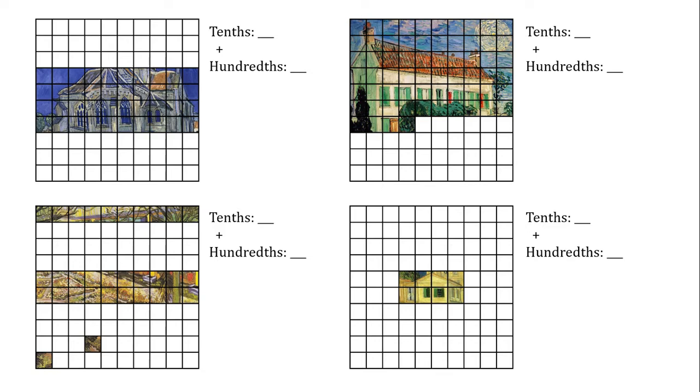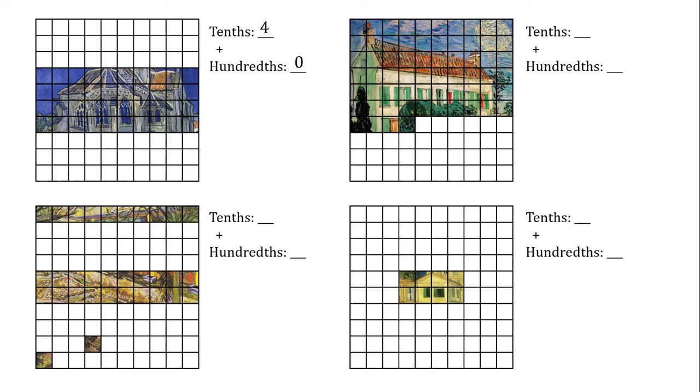Alright, starting in the top left, we have what looks like the painting of a cathedral. We don't have the whole picture. We only have part of it. What portion of it do we have? Let's take a look. We remember that each horizontal row is 1/10. So how many horizontal rows are there? 1, 2, 3, 4. So 4/10. And then how many extra hundredths after that? None. We just have the rows, so 4/10 and 0 hundredths.